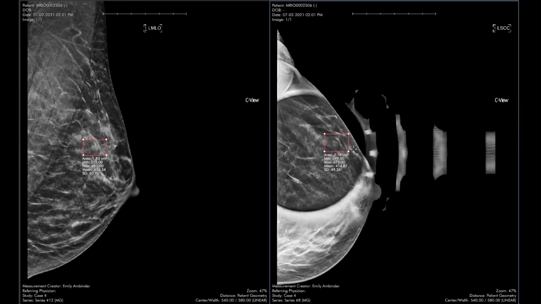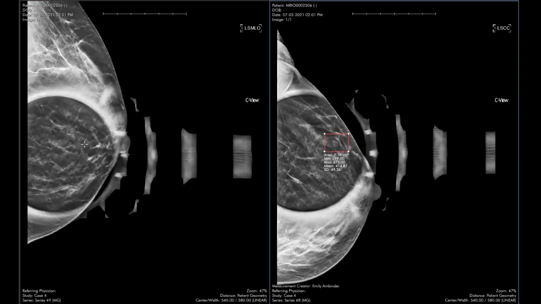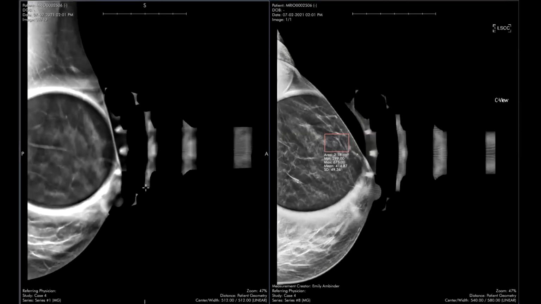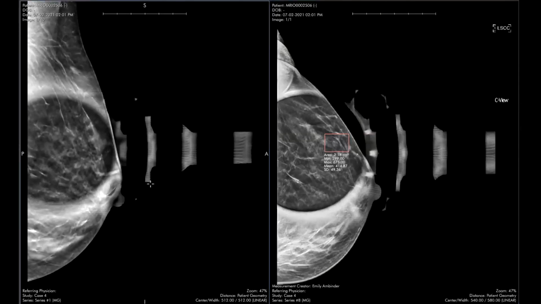And again, we see that mass in the outer breast on the CC view. And we see it here on the tomosynthesis. Like the last case, this would meet criteria for a BI-RADS 3 on mammogram. We see an oval circumscribed mass on a baseline mammogram. We're going to do a targeted ultrasound examination to see if we can potentially give this a BI-RADS 2 instead.